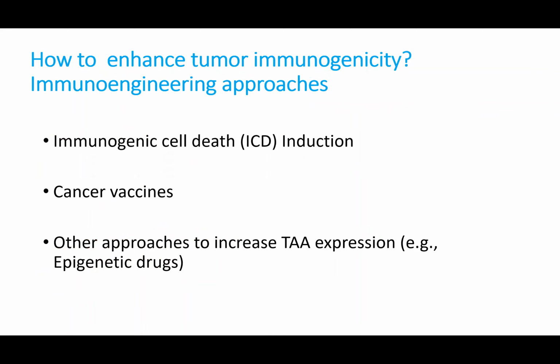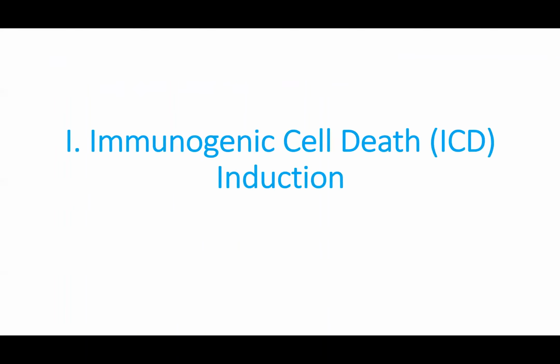So how do we enhance the tumor immunogenicity? There are different immunoengineering approaches to enhance tumor immunogenicity. Today, we will talk about immunogenic cell death induction. Also, cancer vaccines can be used to deliver some antigens to dendritic cells to initiate the anti-tumor immune response. Other approaches can also be used to enhance the expression of tumor-associated antigens on the cell surface, for example, epigenetic drugs.